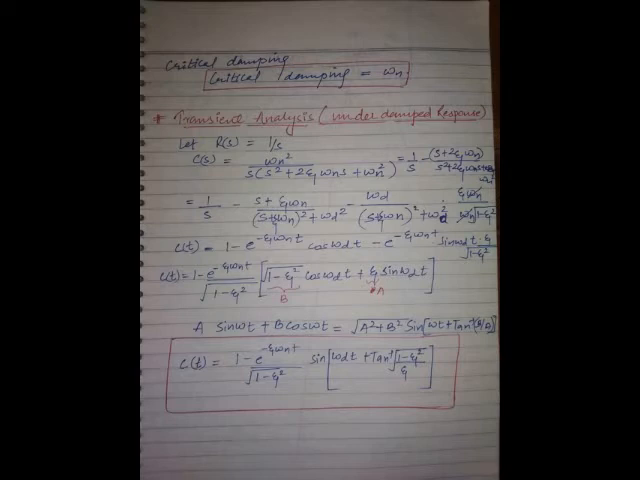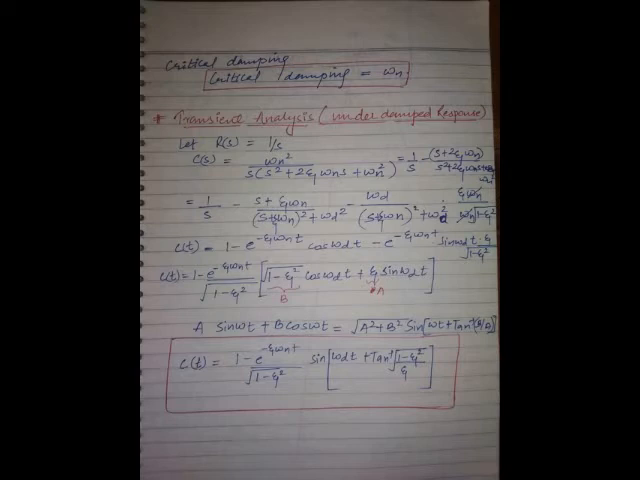Therefore, c of t at t equal to tr will become 1 minus e power minus zeta omega n tr by under root 1 minus zeta square sine of omega d tr plus theta, and this value is 1. So e power minus zeta omega n tr by under root 1 minus zeta square sine of omega d tr plus theta value is 0. In this expression, exponential term cannot become 0. You see, exponential term will always reach a finite value. But what term is becoming 0? That means sine only will become 0.